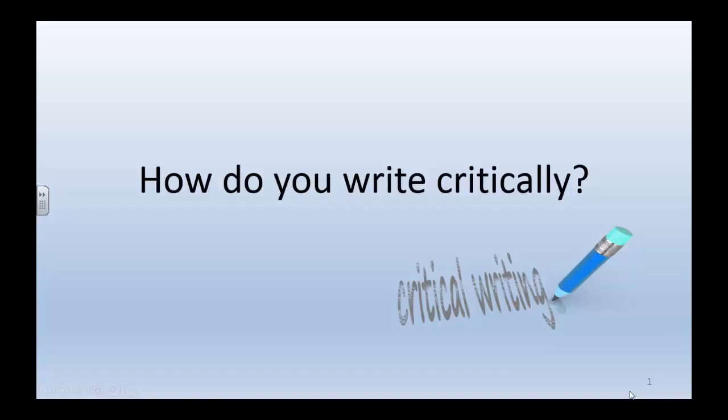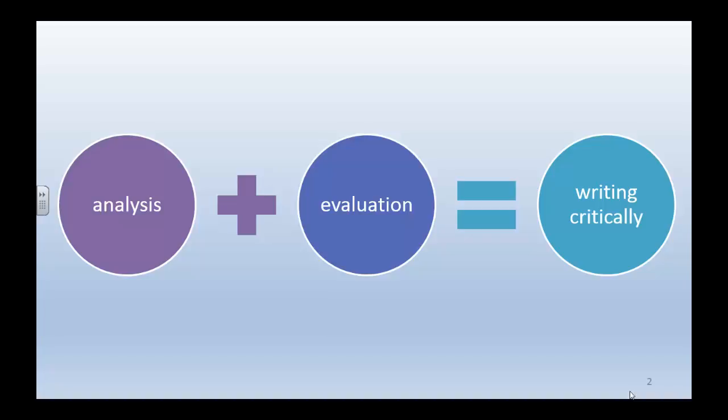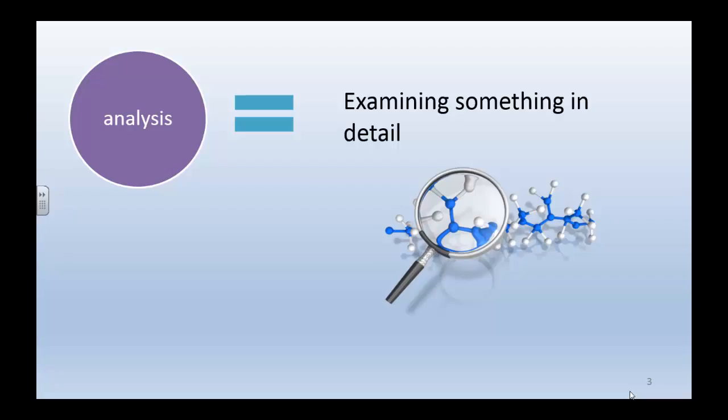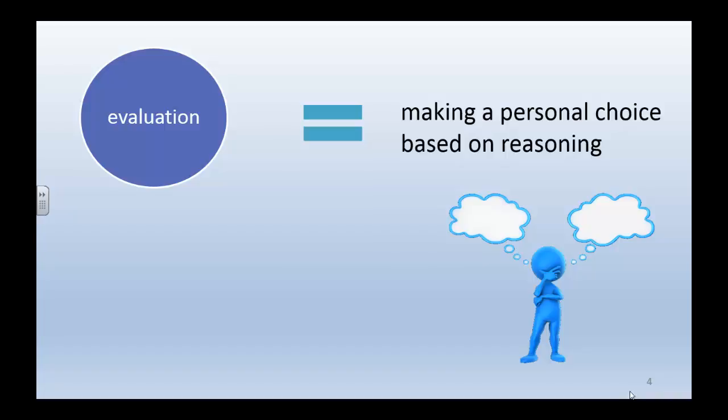So how do you write critically? Writing critically means analysis and evaluation. Analysis is connected with examining something in detail, and evaluation is connected with making a personal choice based on your reasoning.